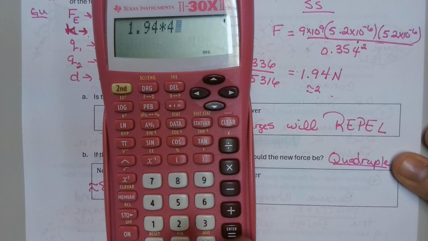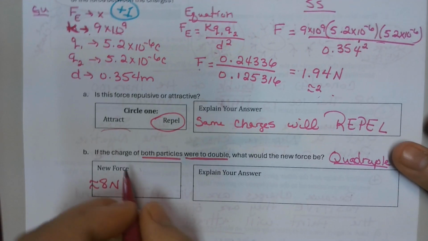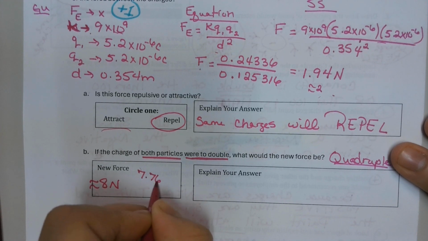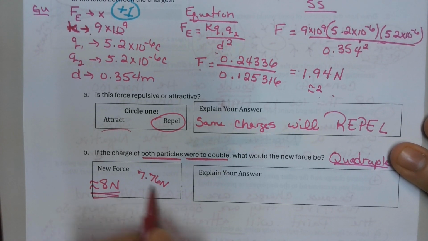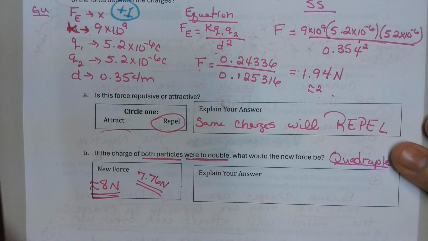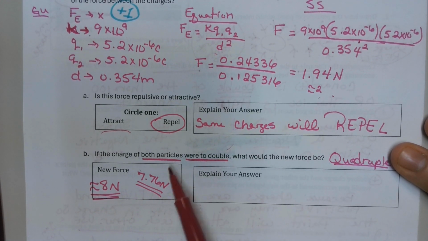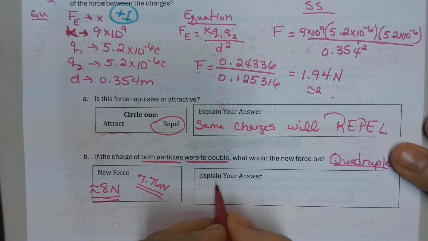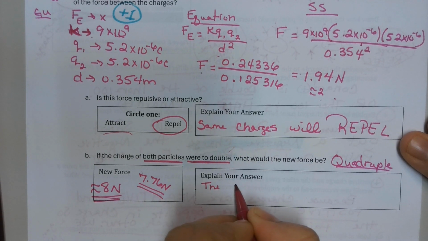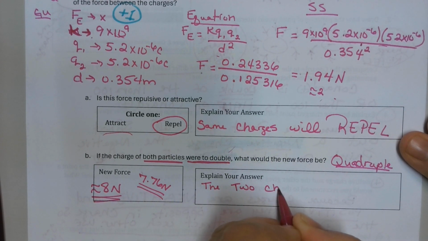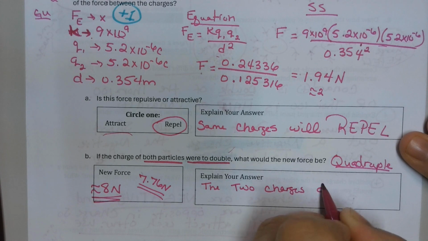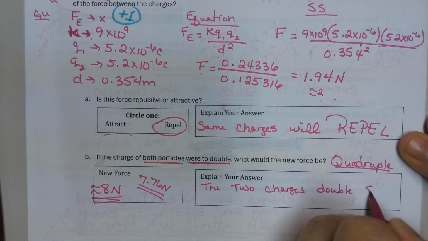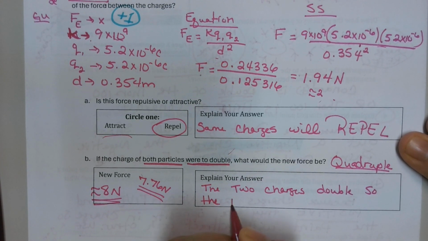1.94 times 4, 7.76 if we want to be exact. If you give me an explanation of how these numbers are close enough to your 8 and why you got to that number, okay, that would work for me. So this is the answer because the two charges are doubling. So the force would quadruple.